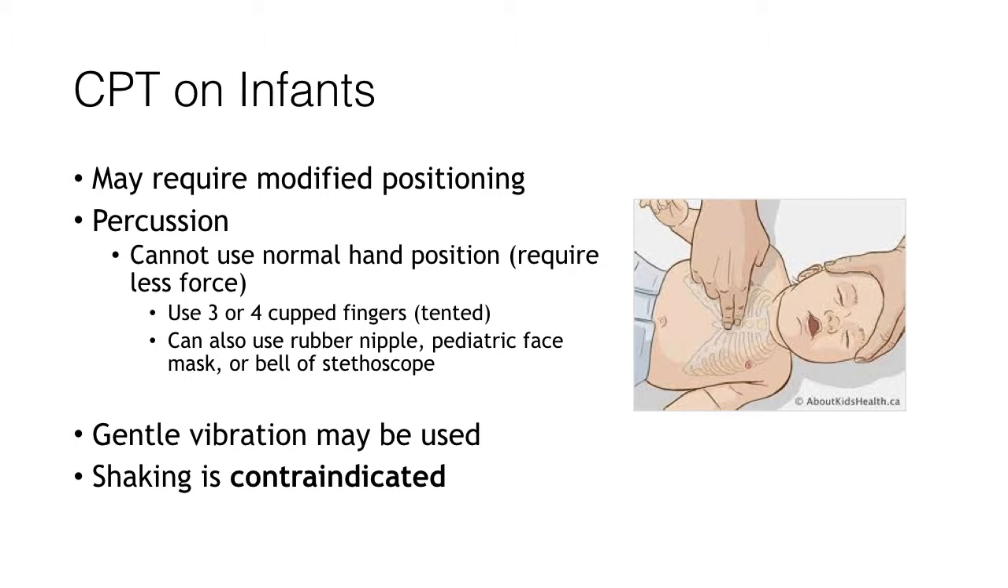And you can apply percussion to the infants, but it's got to be much gentler, of course, than you would on someone who's a full-grown adult. And you don't use your whole hand. Instead, you would use 3 or 4 cupped or tented fingers to very lightly percuss the infants. You can also use those little rubber nipples, the pediatric face masks, or the bell of your stethoscope, as long as it's not too hard and it's not going to be something that the infant wouldn't be able to tolerate.